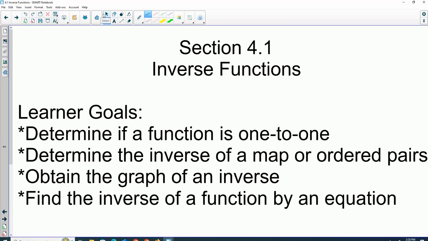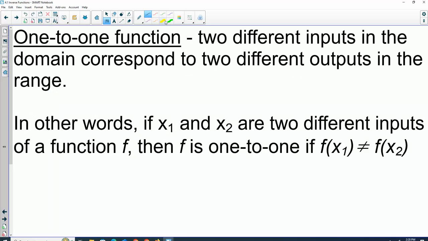First, we just have a couple definitions, some things that we want to talk about. We know if something is a function, that means x doesn't repeat, it passes the vertical line test. If something is one-to-one, if you have two different inputs in the domain, you get two different outputs in the range. Another way to say this is y never repeats.